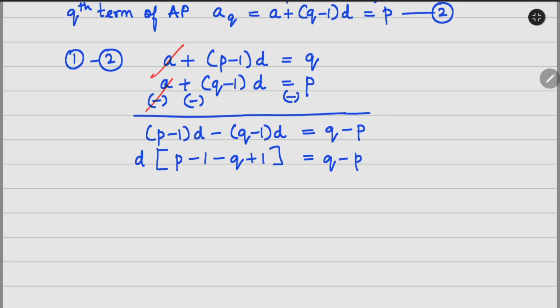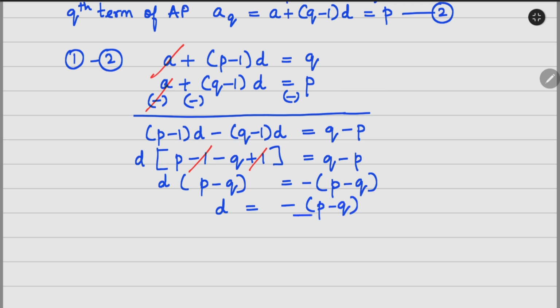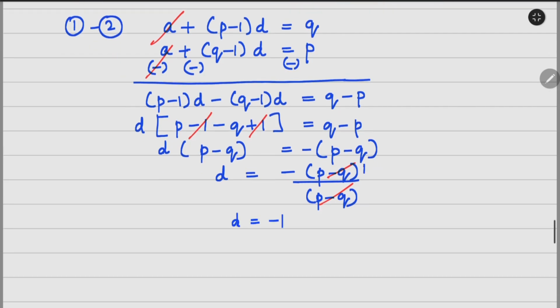Now you can cancel minus 1 and plus 1. So you have d multiplied by p minus q, equal to, I can take minus 1 common out, so this will also become p minus q. The signs get reversed if I take a minus 1 common out. So what is d equal to? Minus of (p minus q) divided by p minus q. Here p minus q will get cancelled. You have 1 here, so d is equal to minus 1. And that's your value of d.